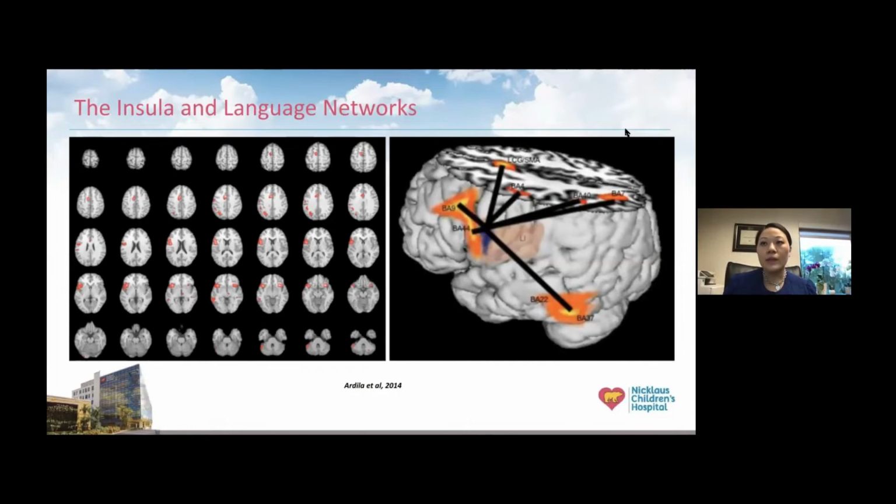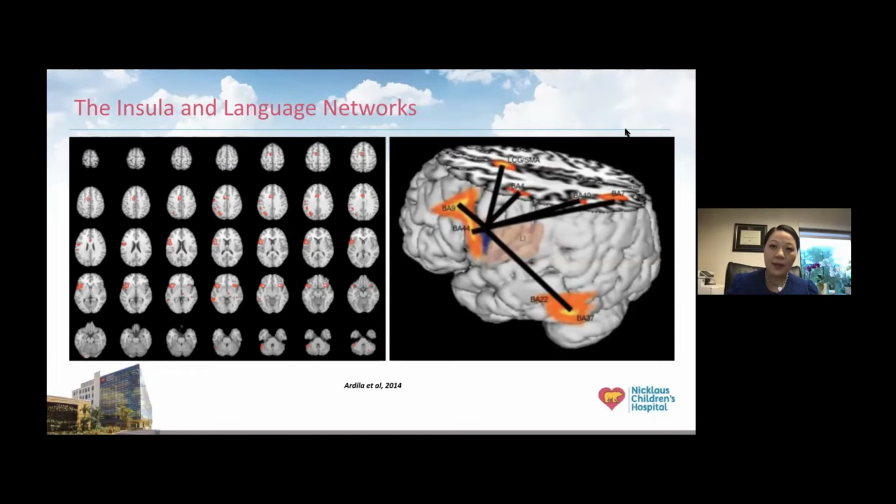Furthermore, we've now made progress in the understanding of the insula and its link to language networks. So despite the insula's location in the epicenter of the human language area, its specific role in language is not really sufficiently understood. The left insula has been related to a diversity of speech and language functions, including articulatory planning, language repetition, and phonological recognition.